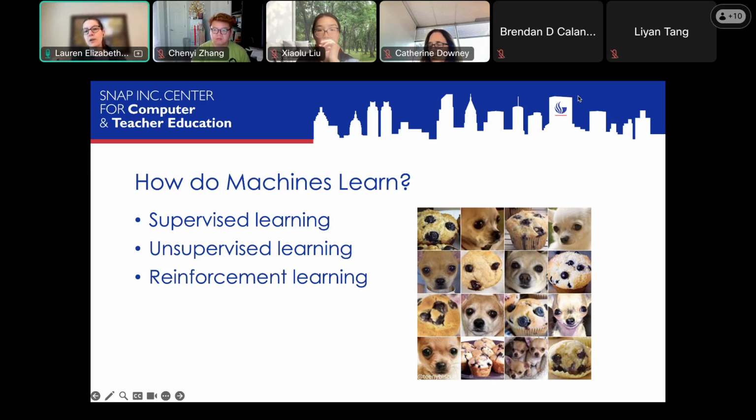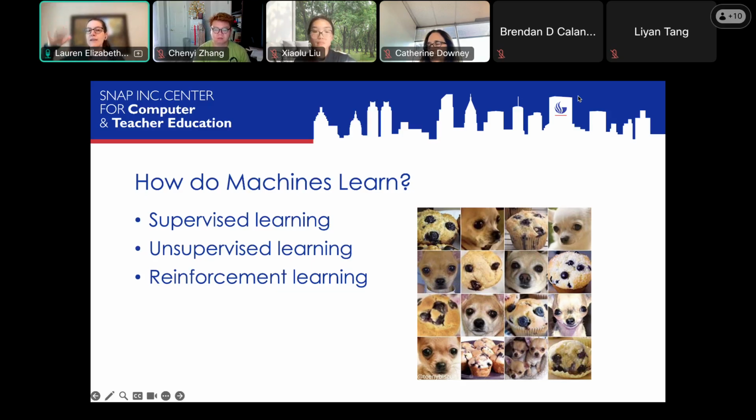And then there's also reinforcement learning, which is sort of like giving the machine feedback. You give it a new picture and you ask, is this a muffin or a dog? And the machine says, this is a muffin. And you say, yeah, that's right, or no, that's a dog. Based on the feedback that you give it, it will tune its probability model to be more or less certain about things.